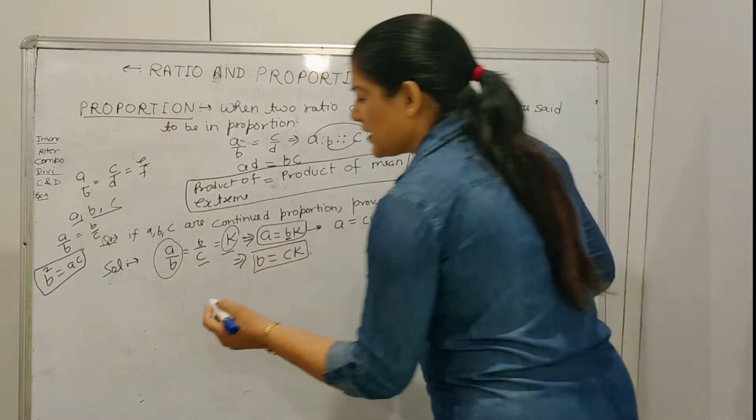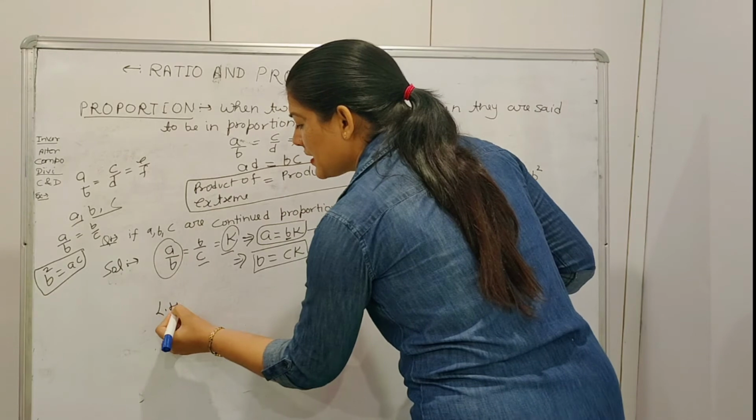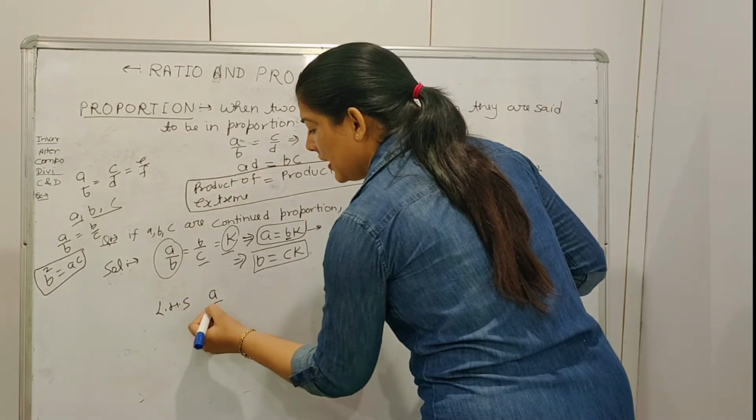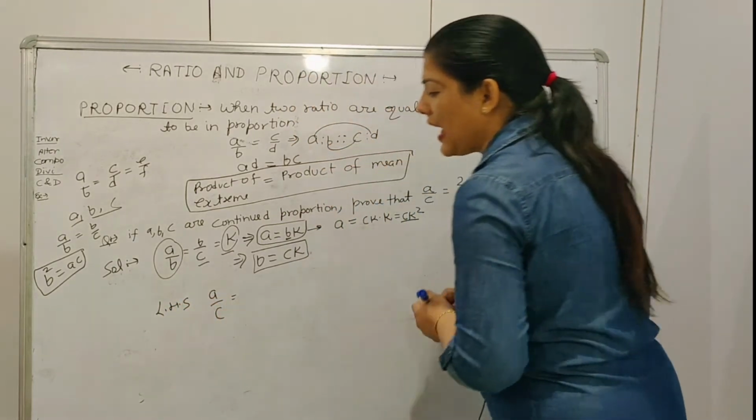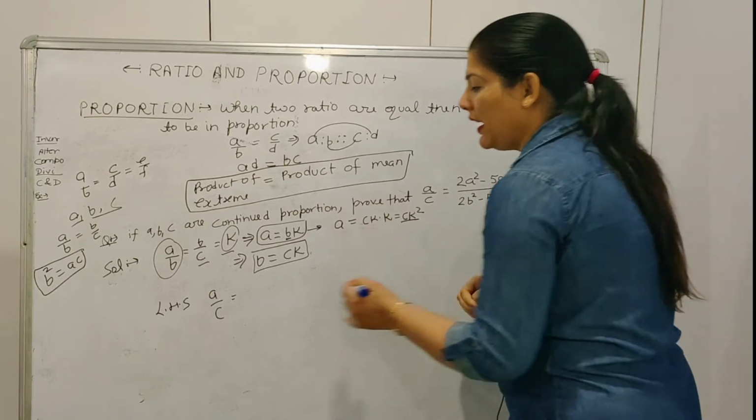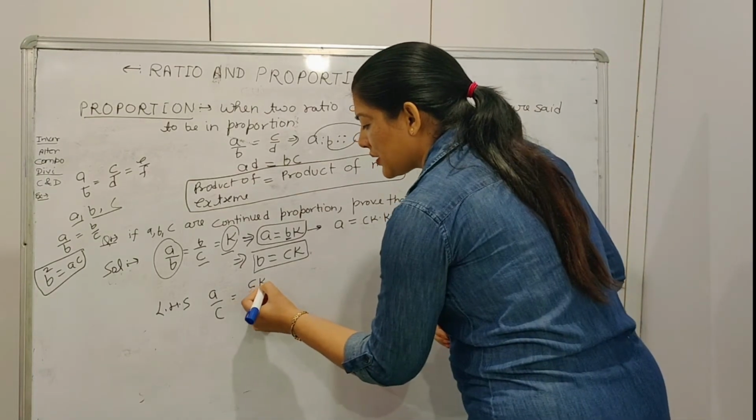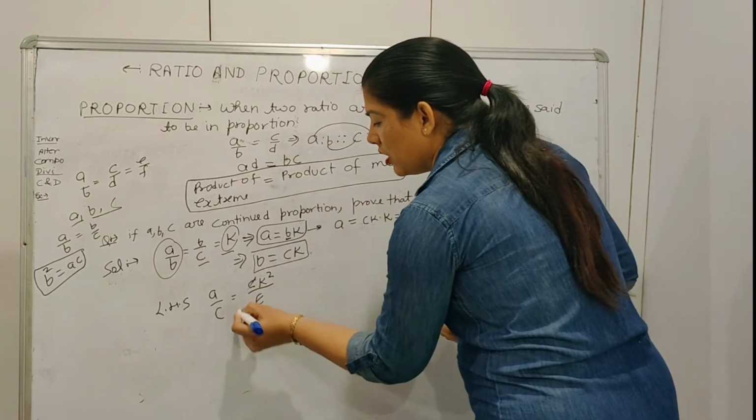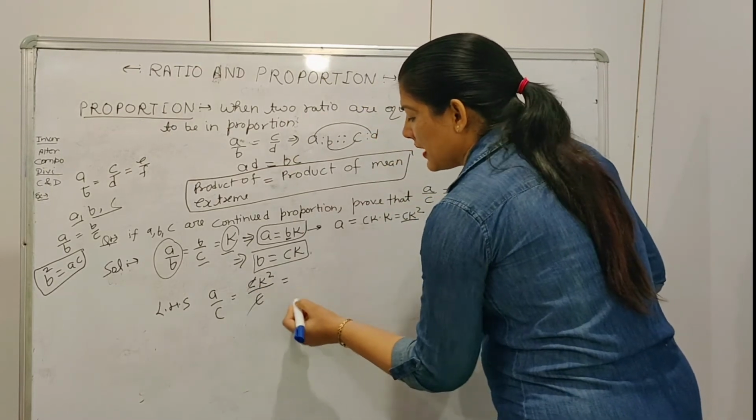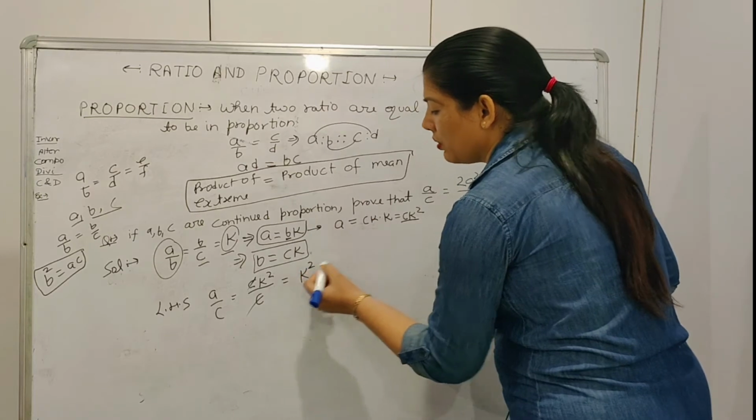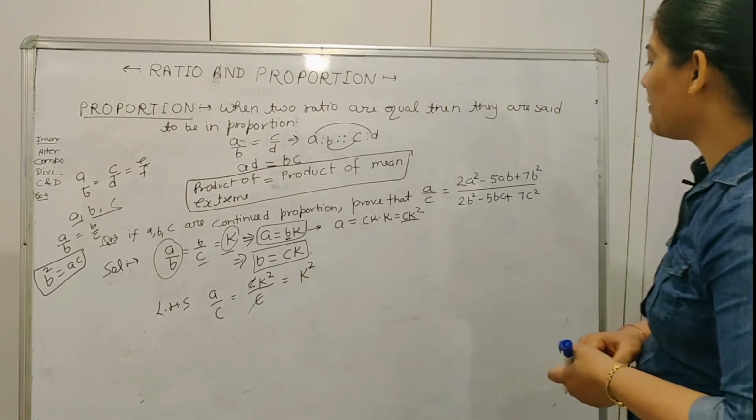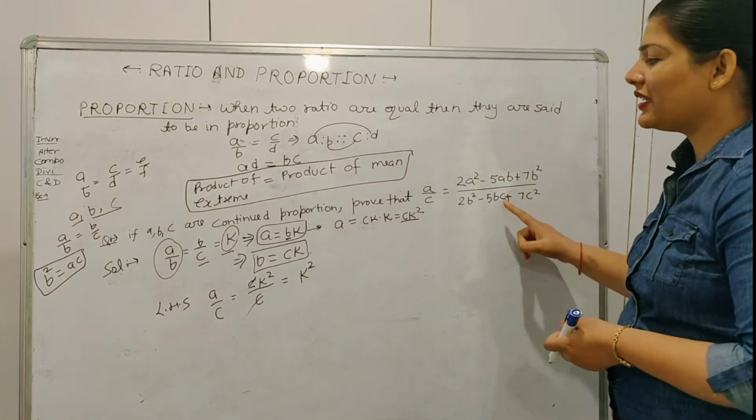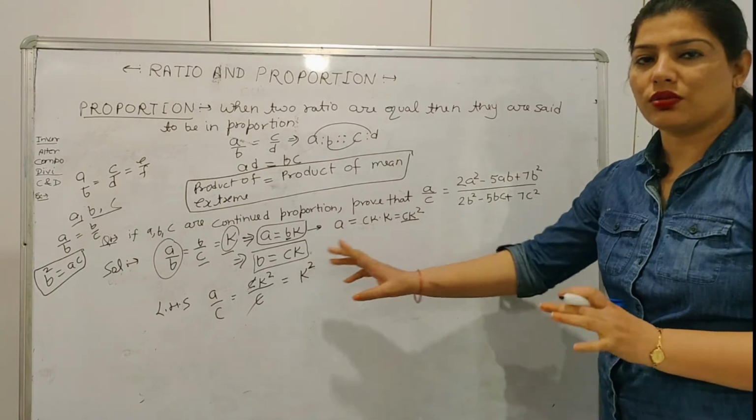Okay, so first consider the left hand side, which is A by C. For A, we have CK square, and C is cancelled by C, so it is equal to K square. So the left hand side is equal to K square. If the right hand side is also equal to K square, then the question is done.